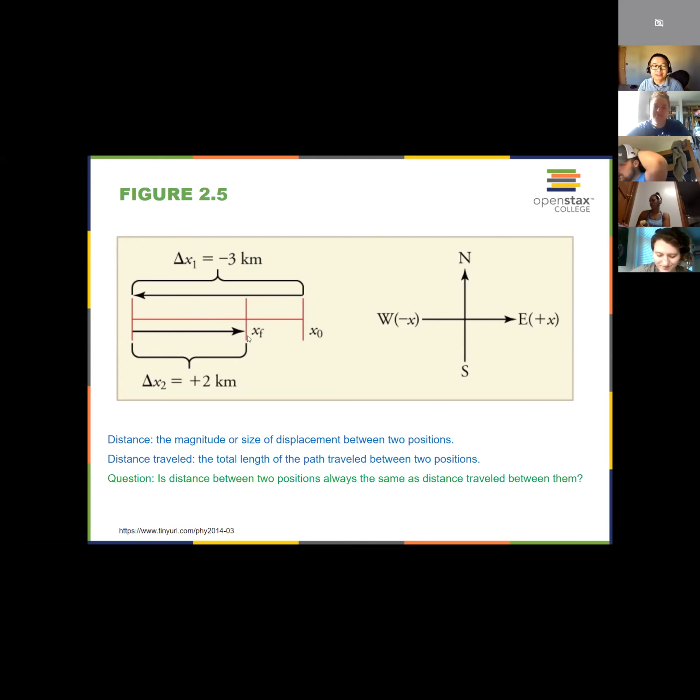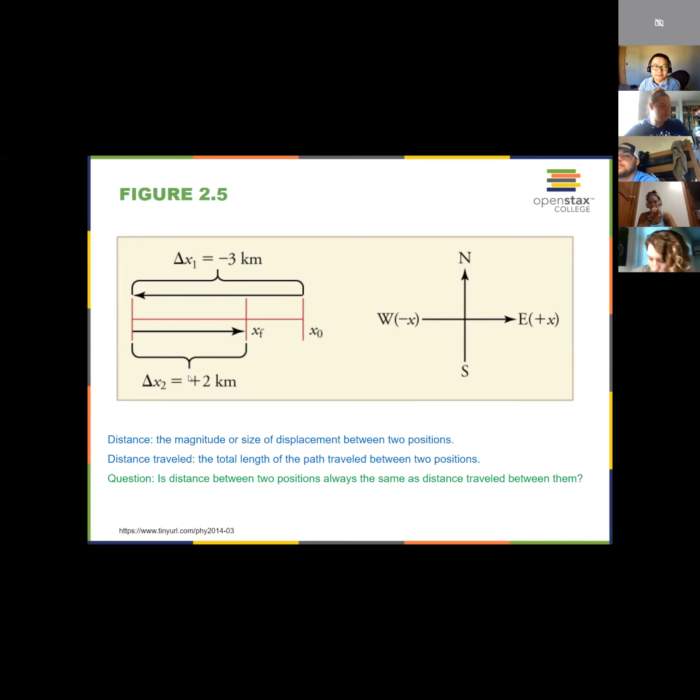Now in this case, for your second part of travel, the final position is over here, but the starting position for the second part is here on the left end of this travel. So you can see you go from initial position to the final position in the positive direction. So your displacement is 2 kilometers in that case.